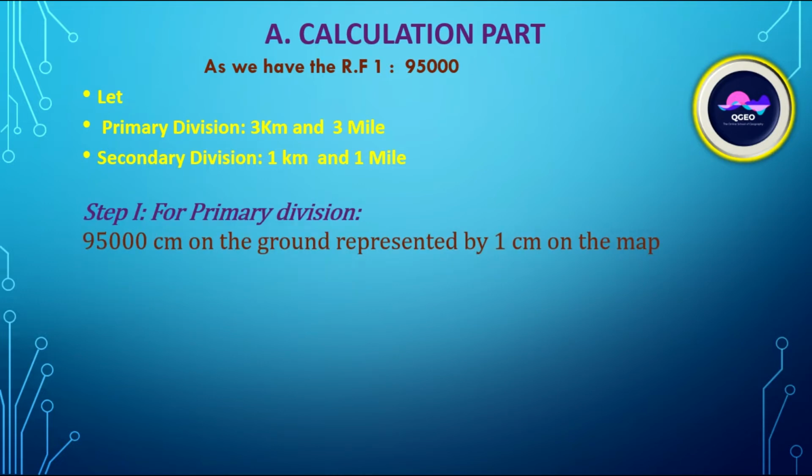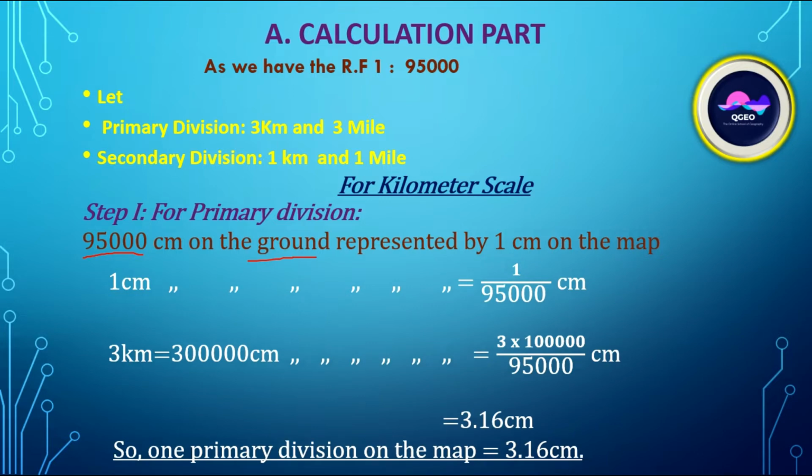Now step for primary division. We can write from this RF, 95000 centimeter on the ground is represented by 1 centimeter on the map. So this is for the kilometer scale. 1 centimeter is represented by 1 by 95000. In this way 3 kilometer, so the primary division will be 3 kilometer. 3 kilometer is equal to 3 into 10 to the power 5 centimeter divided by 95000, so 3.16 centimeter.